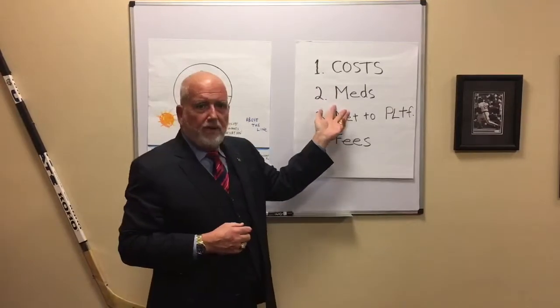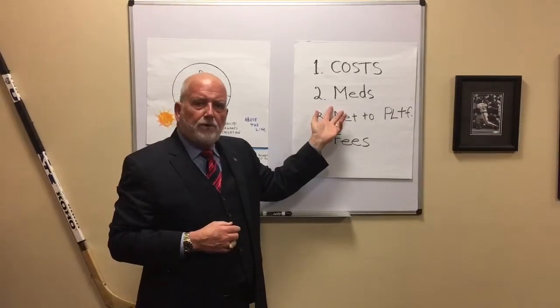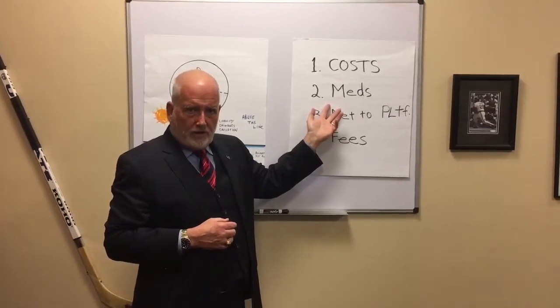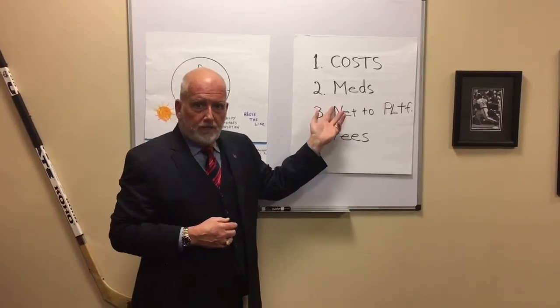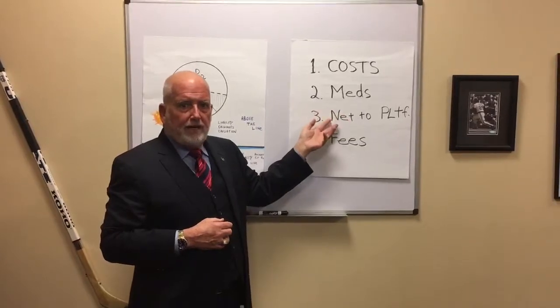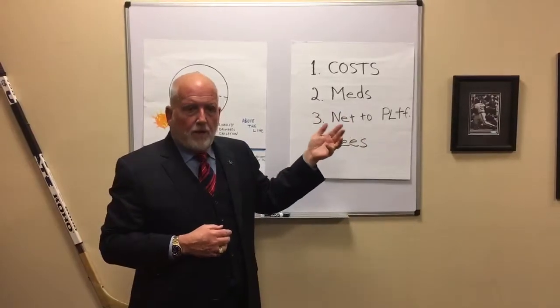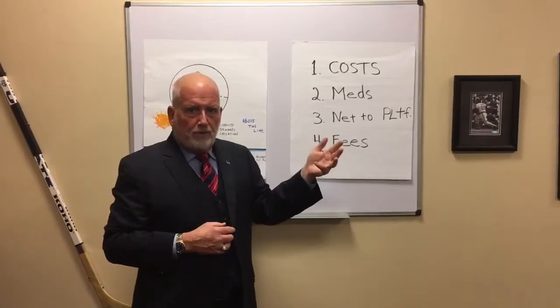Second, we need to identify the medical bills that are involved in the case. Have those medical bills been paid for by someone else, or are they unpaid? If they've been paid for by someone else, who is it? A health insurance provider, Medi-Cal, Medicare, Medicaid, perhaps workers' comp. Whoever it is, we need to identify who it is and how much we have to reimburse them.